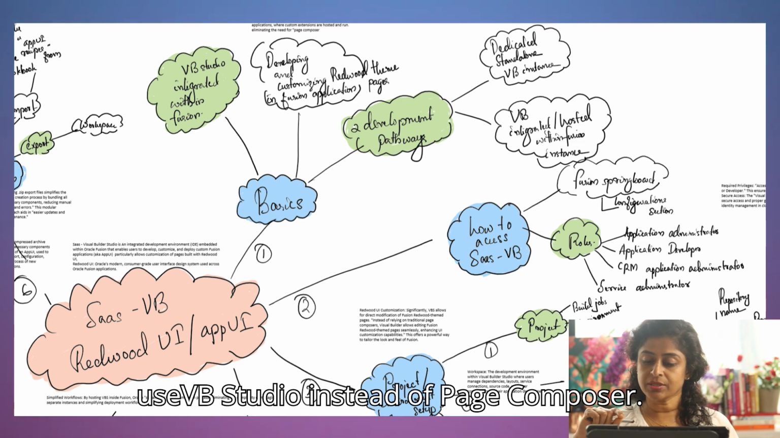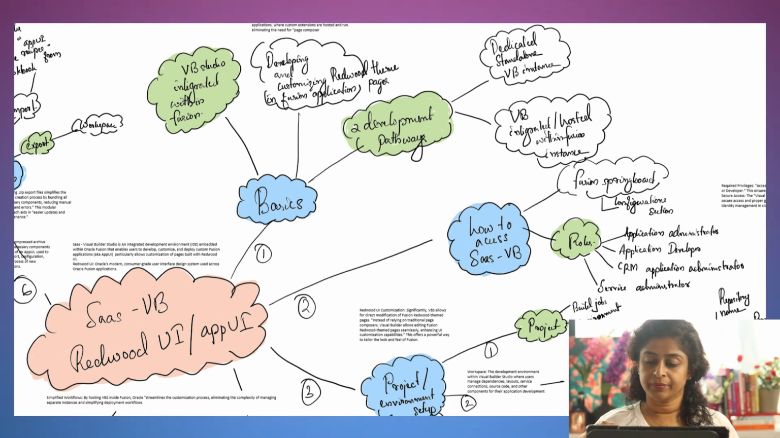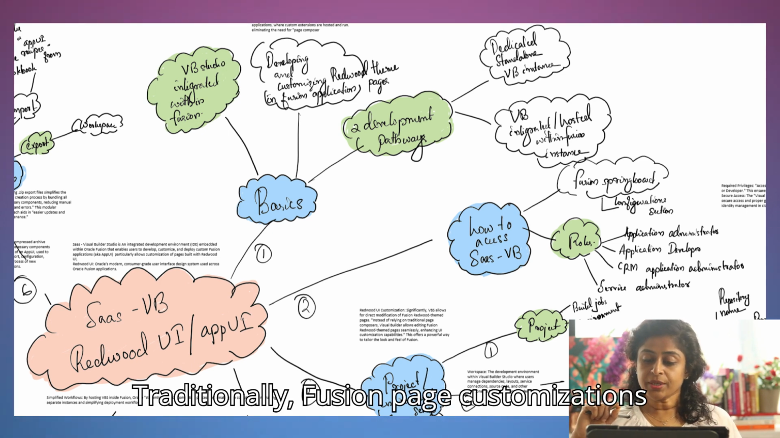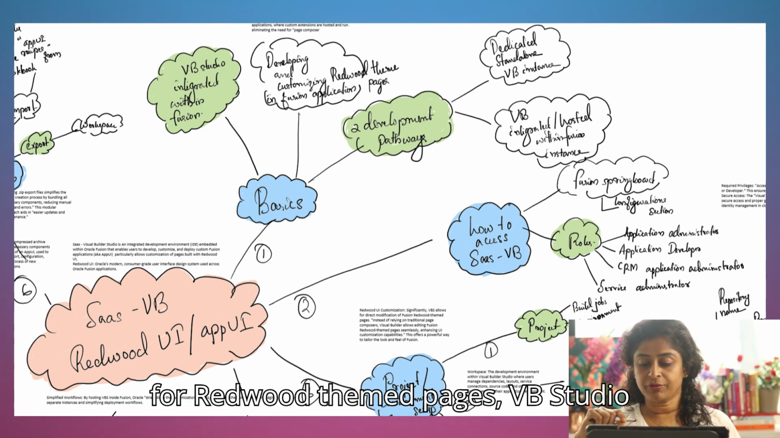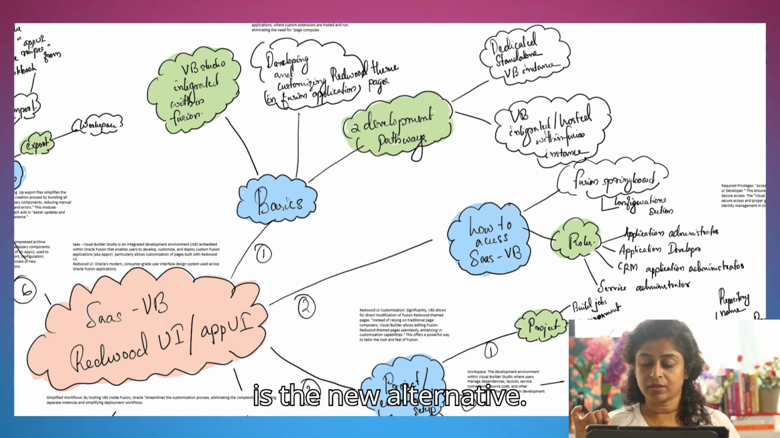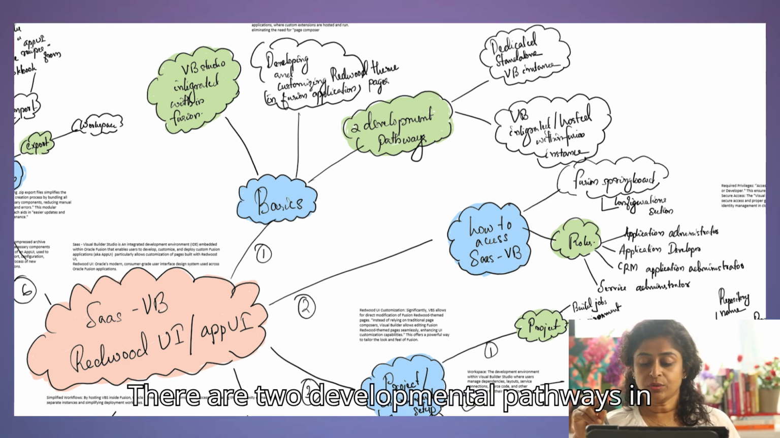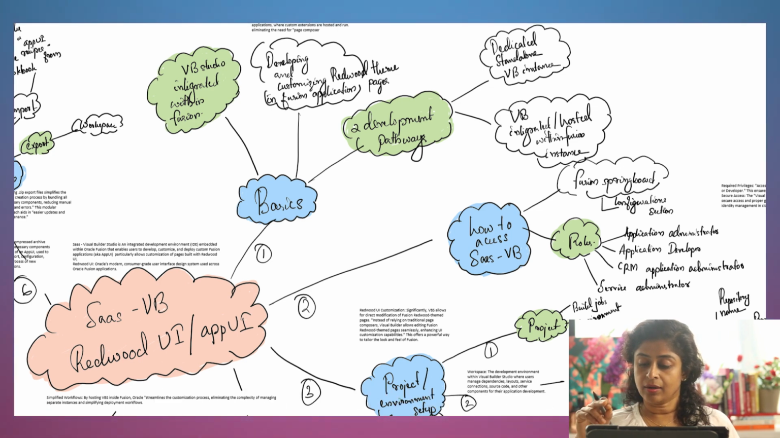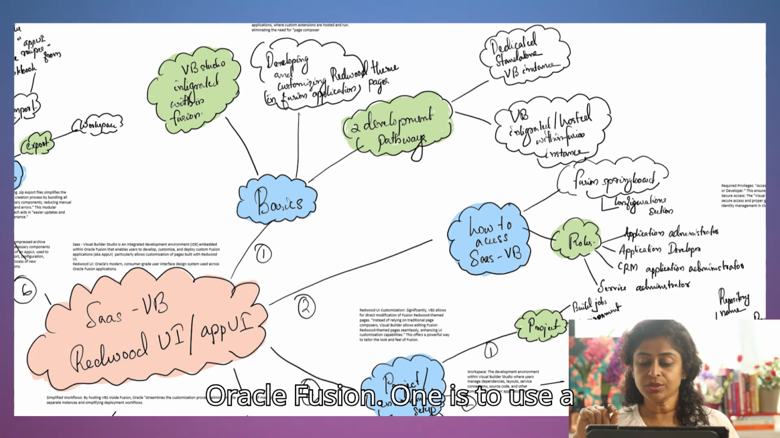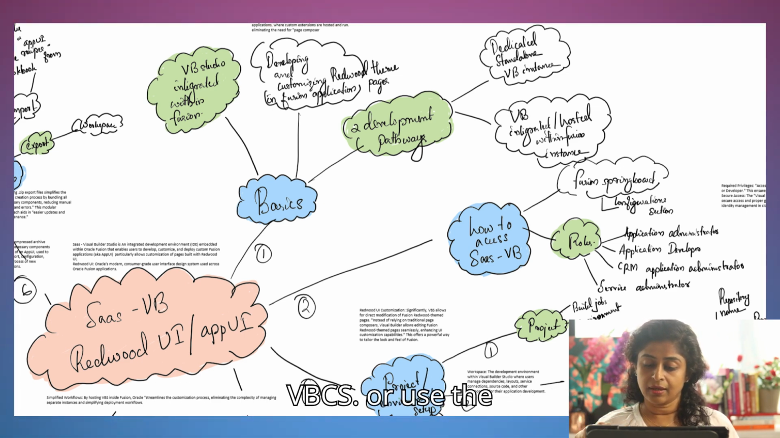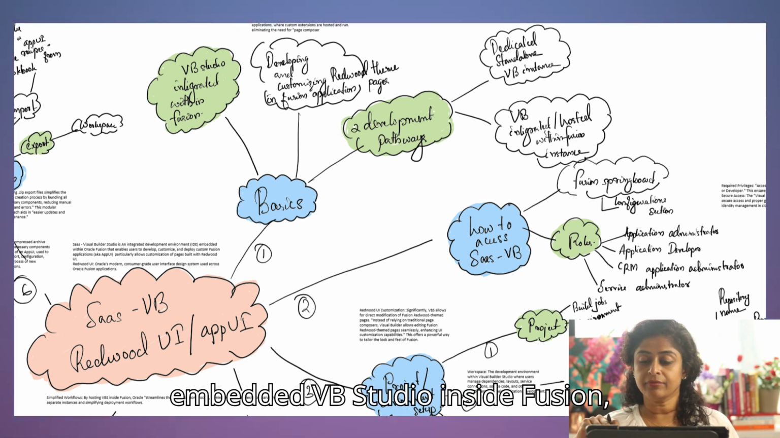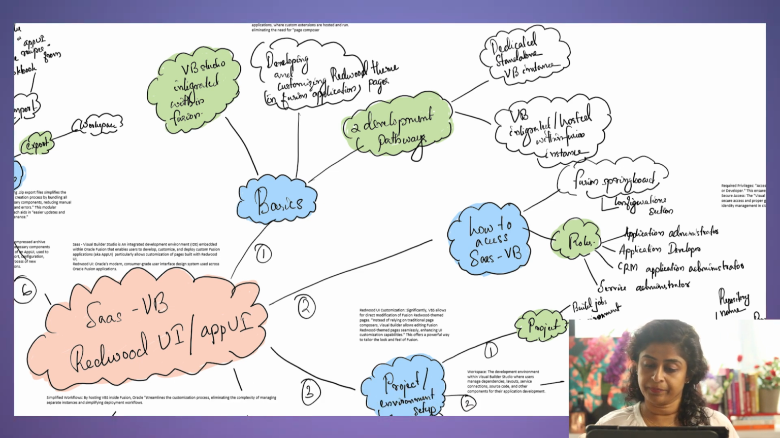Why use VB Studio instead of Page Composer? Traditionally, Fusion page customizations were done using Page Composer, but for Redwood themed pages, VB Studio is the new alternative. There are two development pathways in Oracle Fusion. One is to use a dedicated standalone VB instance called VBCS, or use the embedded VB Studio inside Fusion, which we focus on today.